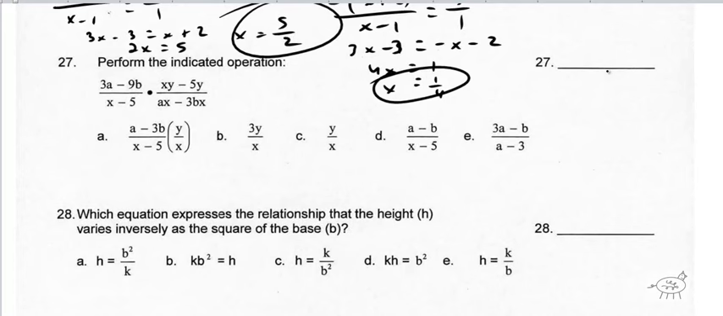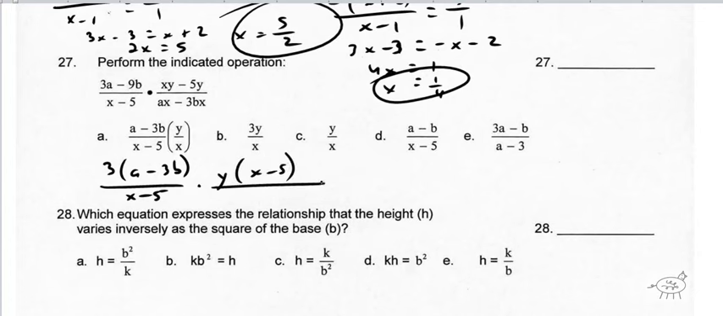Okay, 27, perform the indicated operation. A lot of factoring here, math fans. I'm going to factor 3 out of the top. So 3a minus 3b over x minus 5 times, I'm going to factor out a y, x minus 5. At the bottom, I'm going to factor out an x. So a minus 3b. So a minus 3b cancels. X minus 5 cancels, and I get 3y over x, which is B.